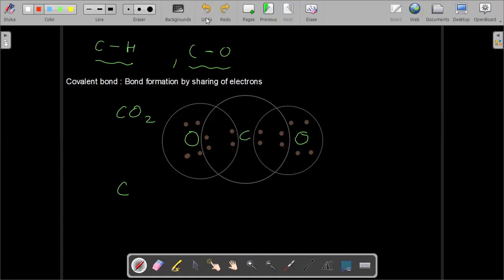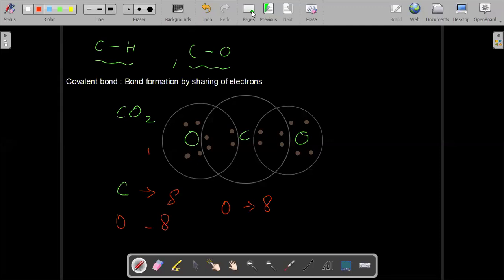If you count, what is the total number of electrons surrounding carbon? 8, sir. Okay, and surrounding this first oxygen? 8, sir. And for this oxygen? 8, sir. So can I say that the valency of all of them is satisfied? Yes, sir. The outermost shell should have 8 electrons, so the valency of all of them is satisfied.